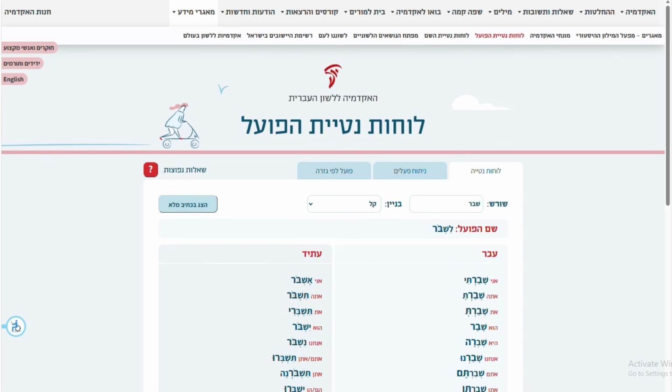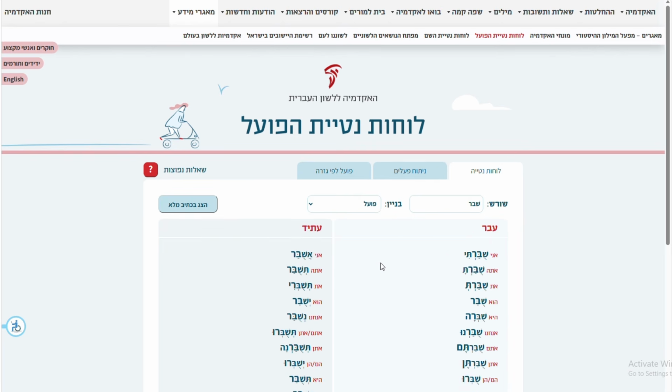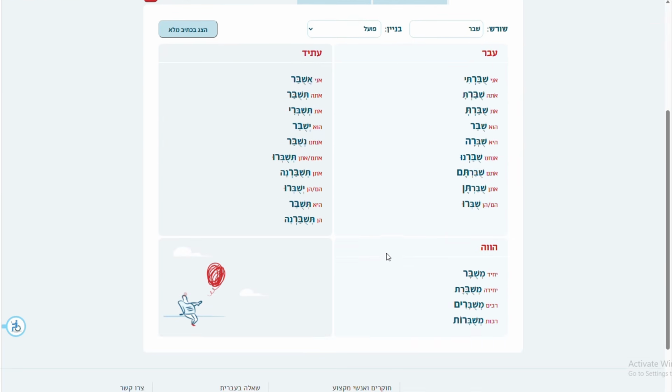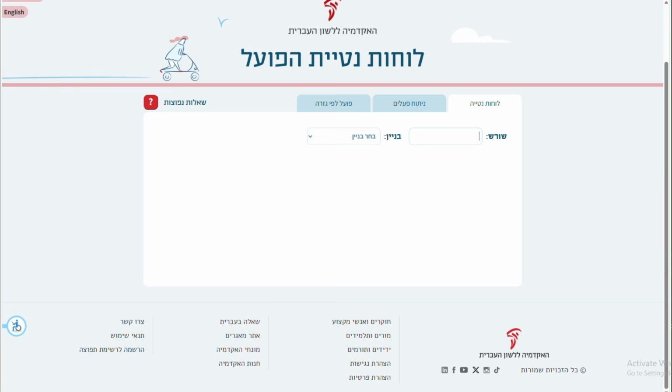Now that we've seen the kal verb forms from the root shin bet resh, we can click on the binyan button again to see a different binyan, say the pual. And now we can see the 3 tenses the pual is formed in: past, future, and present. We can use this website to see every valid form of a verb, and sometimes there are several.